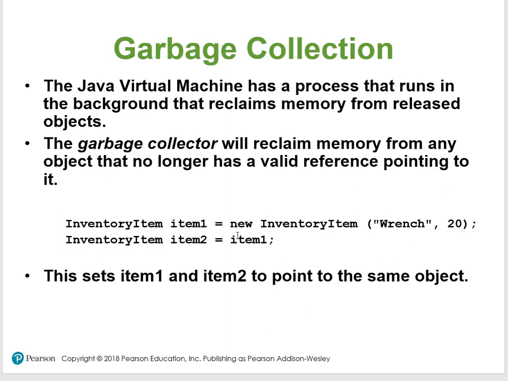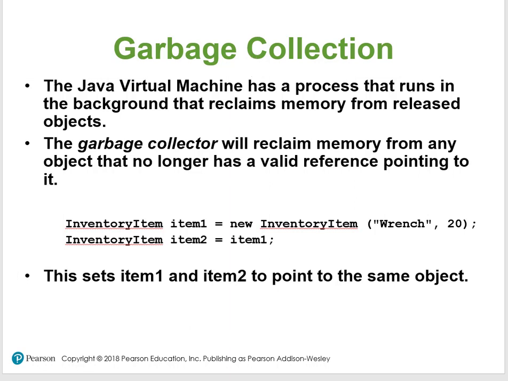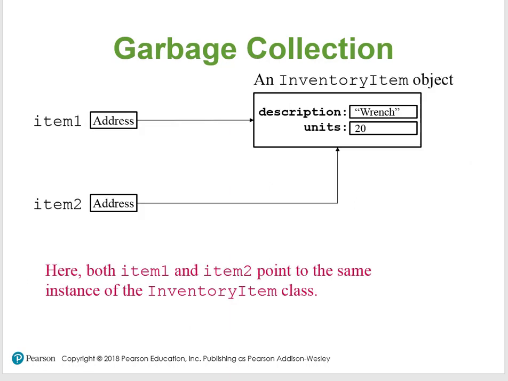If you look at how this is created, you create an inventory, with a wrench as the description and 20 as the quantity, and it's assigned to item 1. Well, you can actually assign item 1 to item 2. This sets item 1 to point to item 2, the same object. What is happening in memory is that you're setting the inventory object that has the description and the unit. Here, both item 1 and item 2 are the same instance of that inventory class. That's what you're looking at.